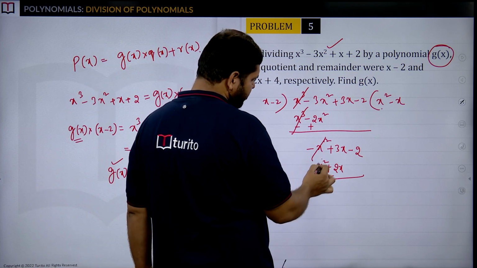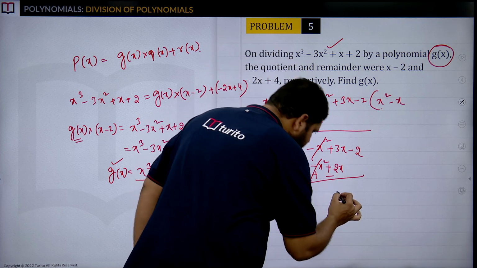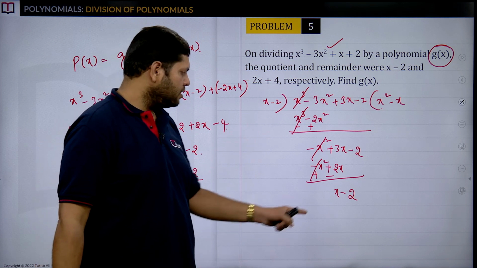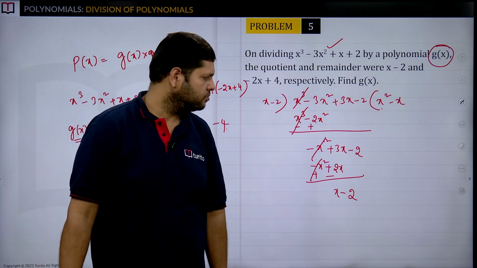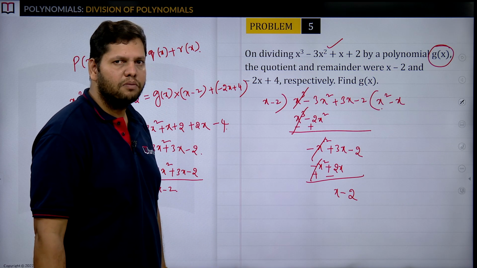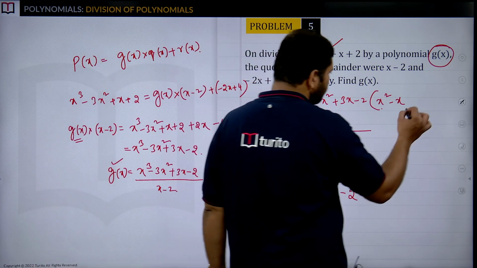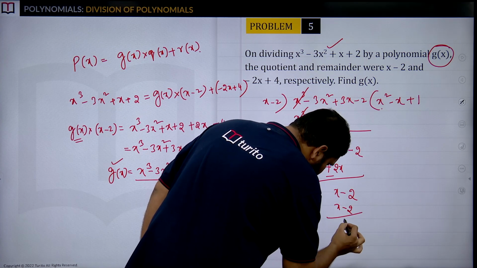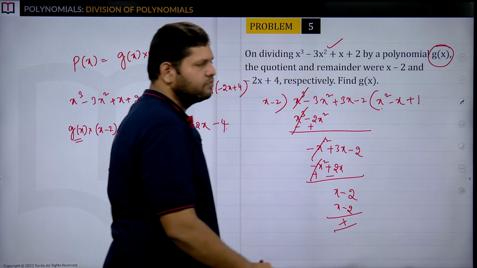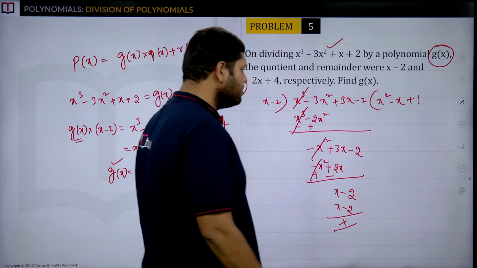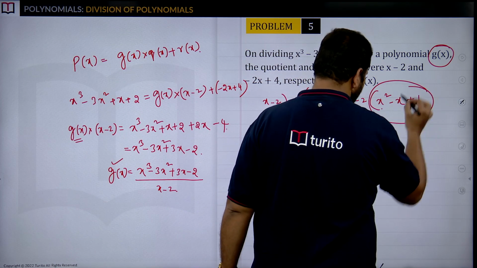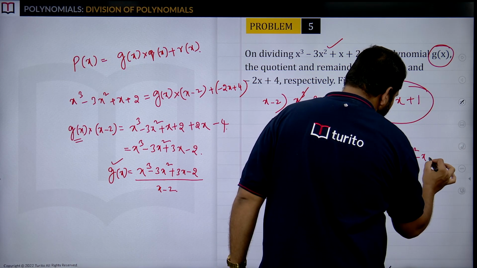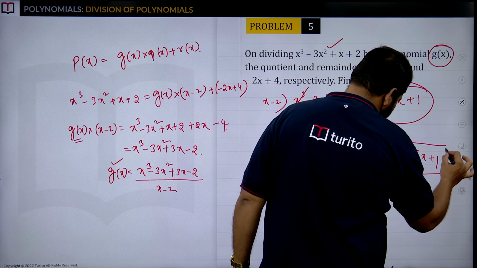This x square cancels. 3x minus 2x is x and this is minus 2. Children, it is minus 2 and this also what? X minus 2. Tell me which number we need to multiply? Simply we need to multiply only with plus 1. If I multiply with plus 1, so I am going to get x minus 2. Here x minus 2 cancels. Okay children, so we can say this is the g of x value. So g of x is what? X square minus x plus 1.